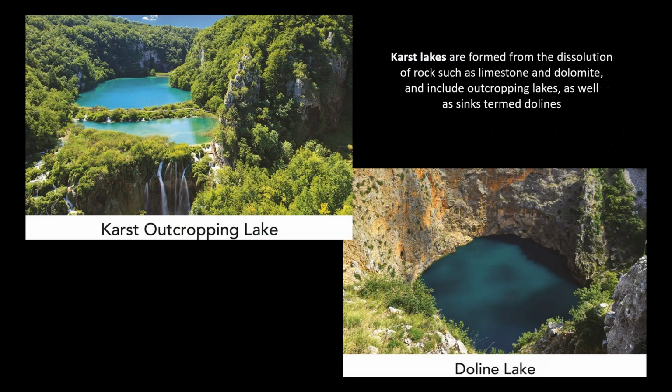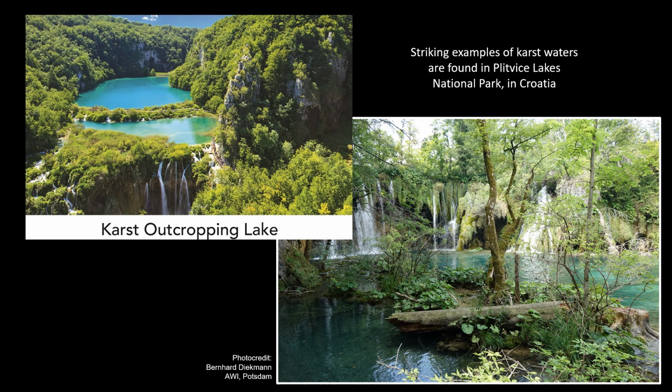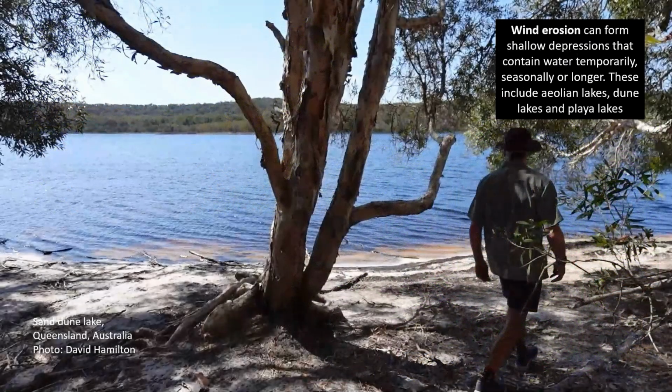Karst lakes are formed from the dissolution of rocks such as limestone and dolomite, and they include outcropping lakes as well as sinks termed dolines. Striking examples of karst waters are found in the Plitvice Lakes National Park in Croatia. Wind erosion can form shallow depressions that contain water temporarily or seasonally or longer. These include Aeolian lakes, dune lakes, and playa lakes.